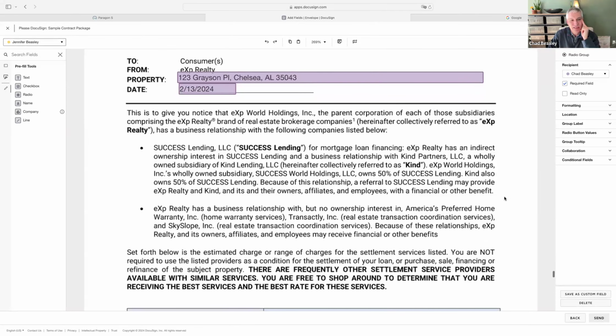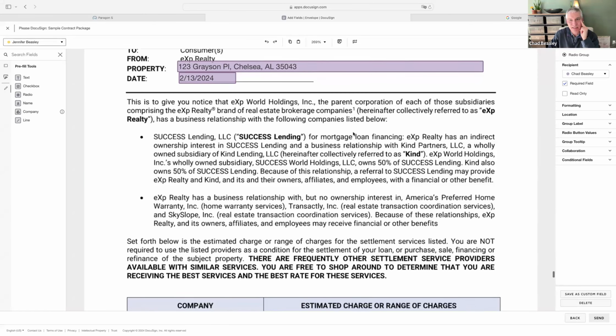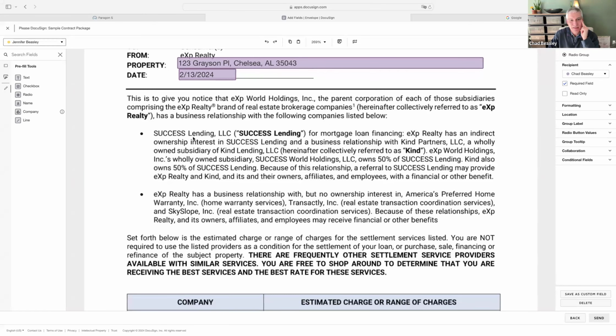It's just disclosing that EXP has a business relationship with the following companies listed below. Success Lending is a lender that EXP has an indirect ownership interest in.